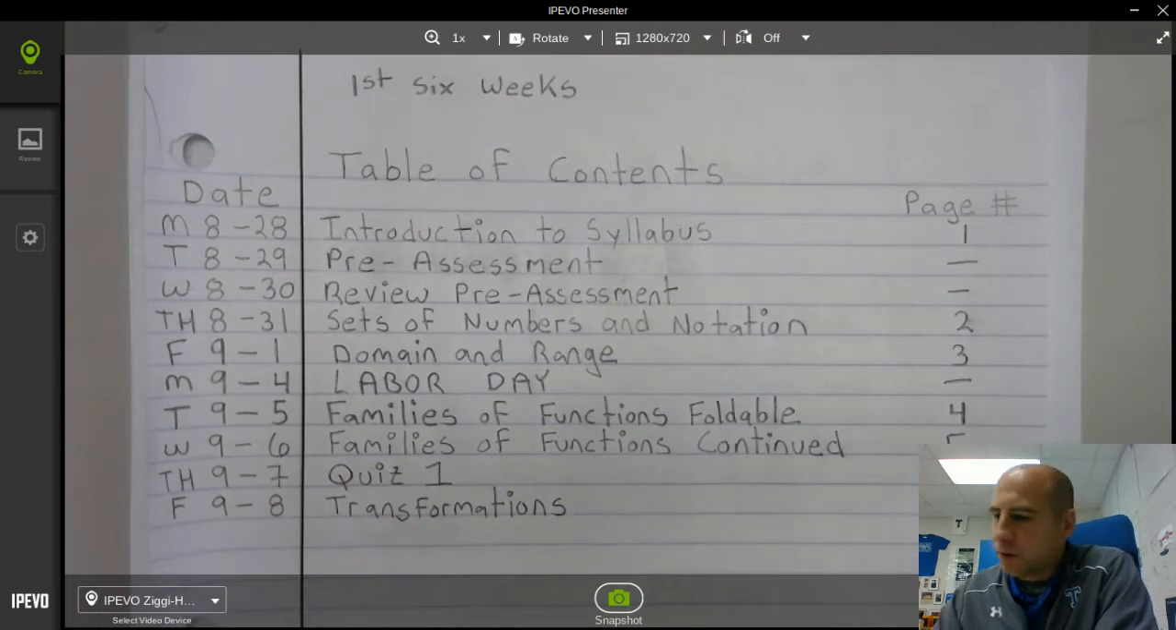Welcome again, Wildcats, to Thursday, August 31st, and we're going to be learning about sets of numbers and notation, and that's going to be on page 2 of your notes.